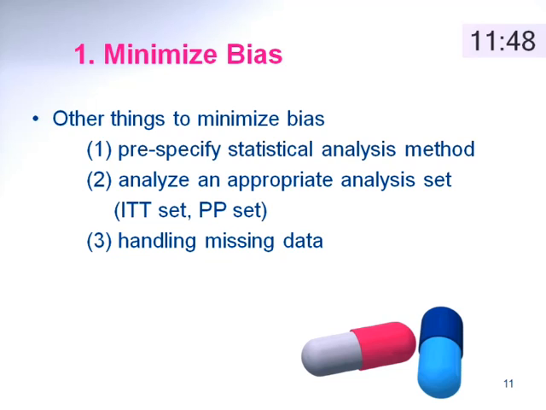There are also some other things which we can do in order to minimize bias. For example, we should pre-specify the statistical analysis method, we should analyze an appropriate analysis set, such as the ITT set or PP set, and we should handle missing data with an appropriate statistical method.